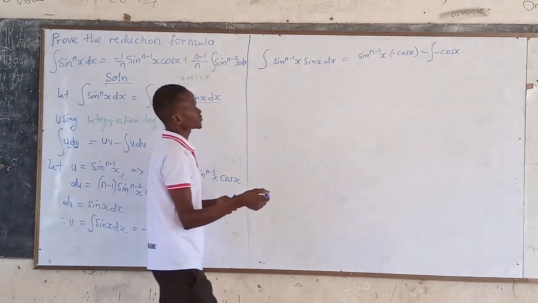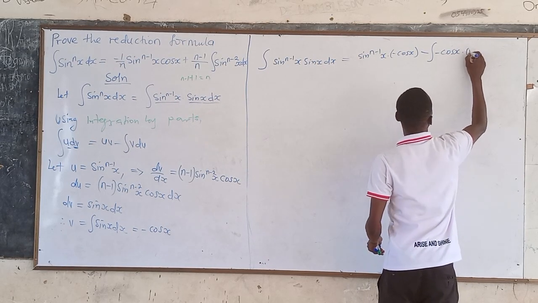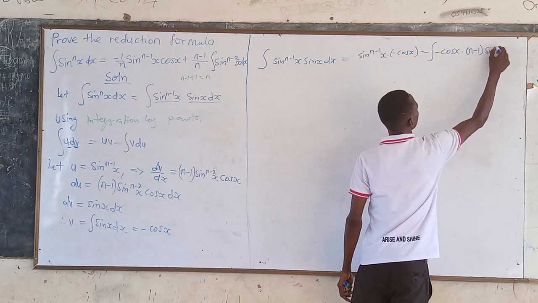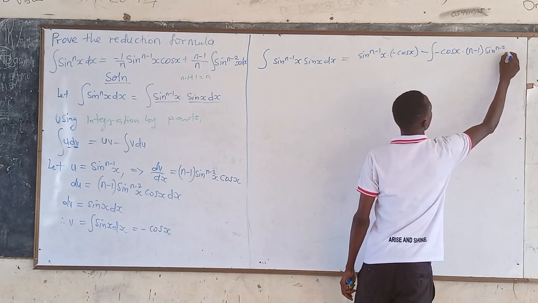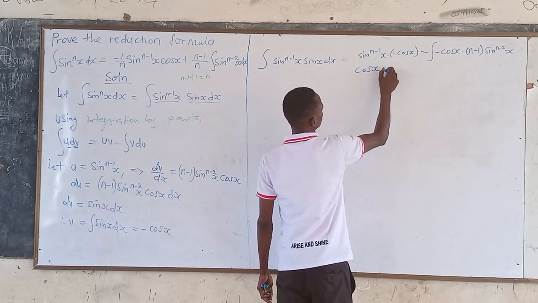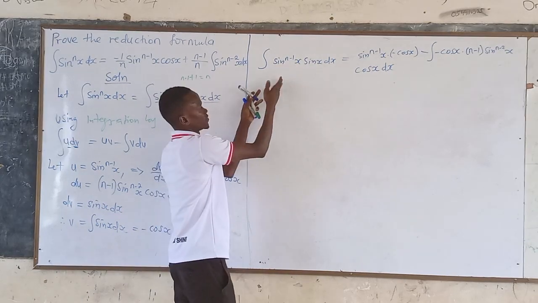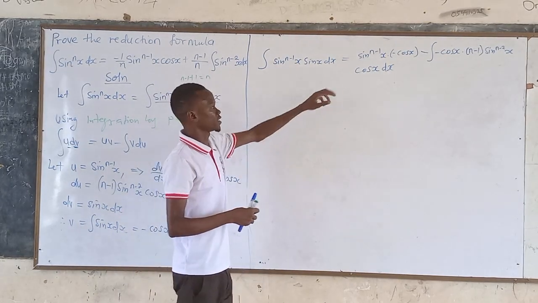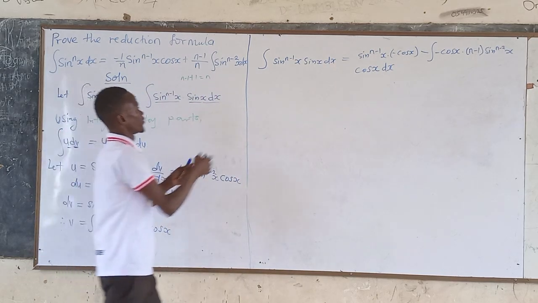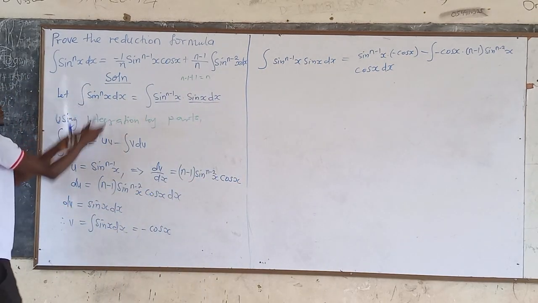And so we have times n minus 1 sine raised to the power n minus 2 x, then multiplied by what? Cos x, then dx. So we have this to be the expansion after we have substituted in the u and the v into the integration by parts formula. So let's simplify this. But we know that this one was an expansion of this one. So we can put it back.